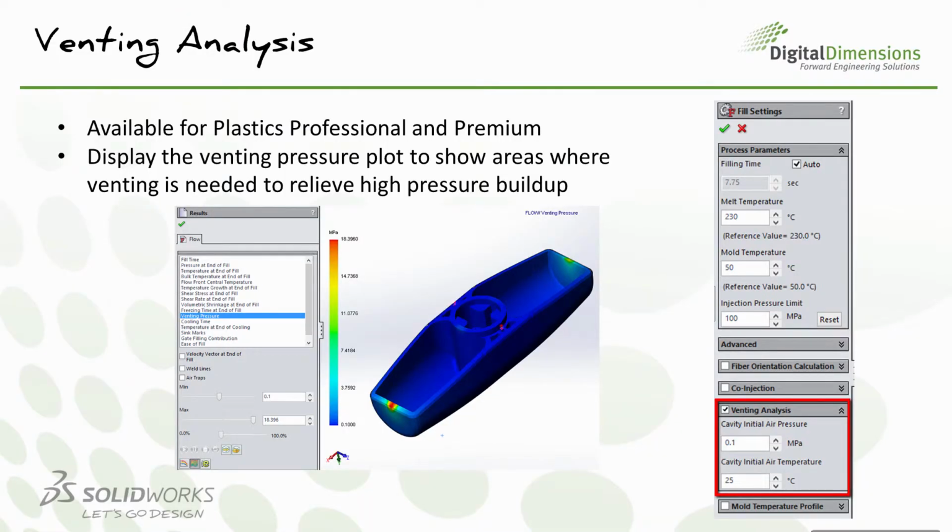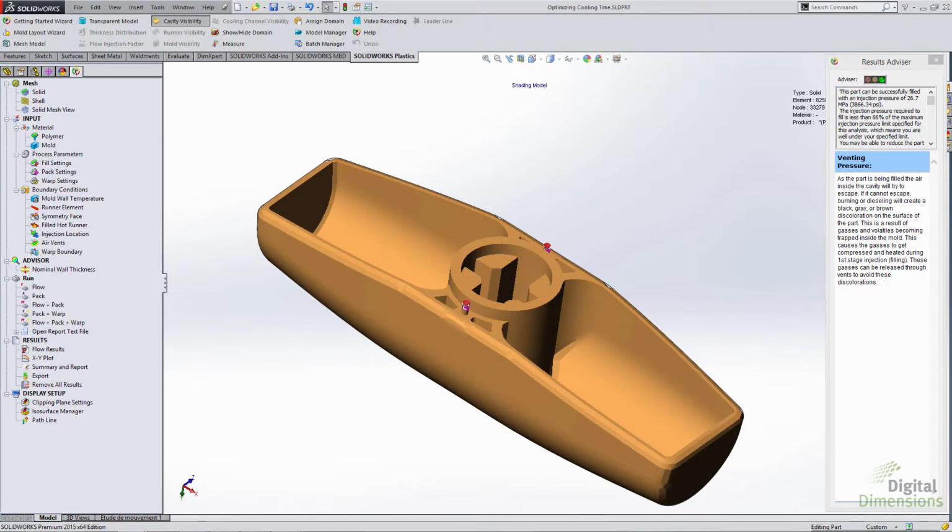The last topic in SolidWorks Plastics, what's new, is our new venting analysis plot available for SolidWorks Plastics Professional and SolidWorks Plastics Premium. Now in the current screenshot we can see the venting pressure plot showing the high pressure areas that may need to be vented out to prevent burning of the material or defects to the material in those areas due to the high pressure. Let's open up SolidWorks and turn on the venting analysis in SolidWorks Plastics and show where we can add actual air vents to remedy those high pressure areas.